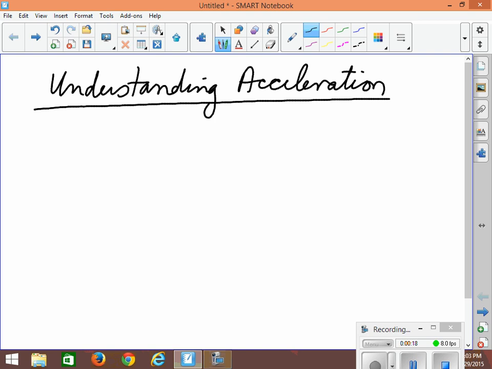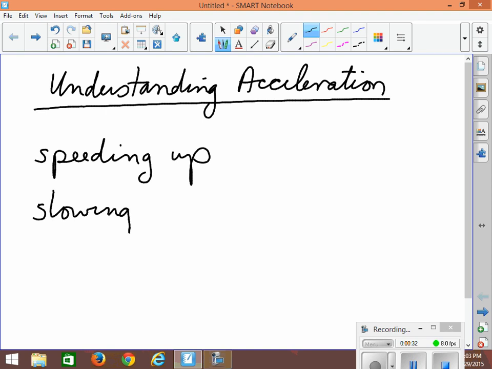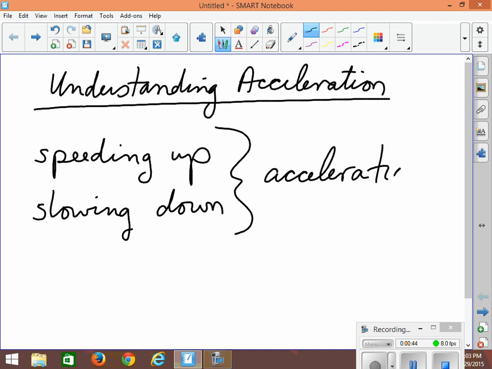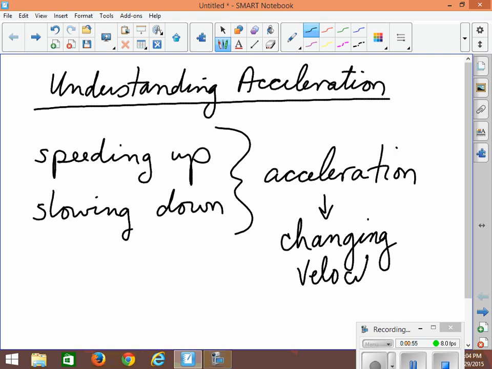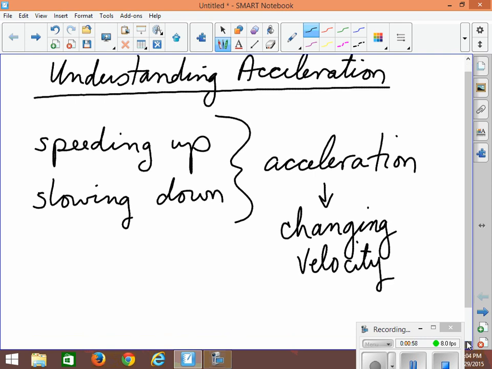We all have heard the word acceleration, and we have a vague idea that it has something to do with speeding up, or perhaps you've heard the word deceleration, which makes us think of slowing down. So we know that acceleration has something to do with these two things, speeding up and slowing down. In other words, changing our velocity. In fact, a better way to think of acceleration is in terms of changing velocity.